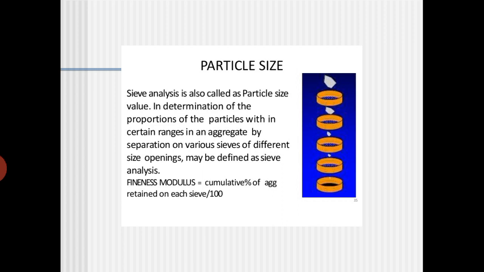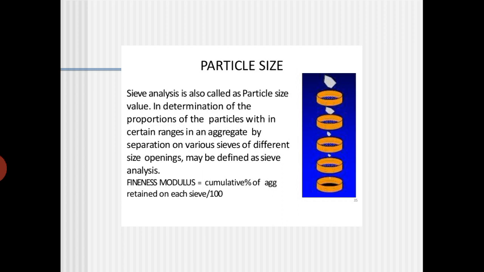Sieve analysis is very important. With the help of that, we determine the particle size. In cement we are not doing any sieve analysis to find out the particle size. Sieve analysis is also called particle size value: the determination of proportions of the particles within a certain range of an aggregate by separation on various sieves of different size openings may be defined as a sieve analysis. Normally in the sieve analysis you all did in a GT lab, we will arrange it in different sieves.